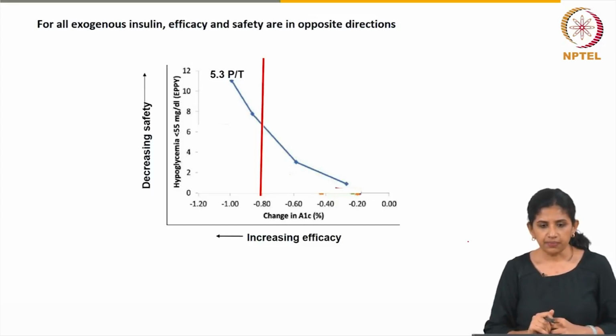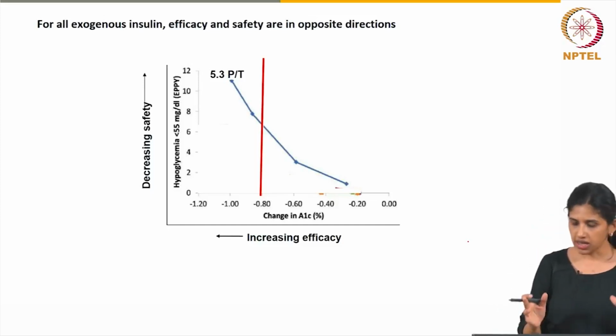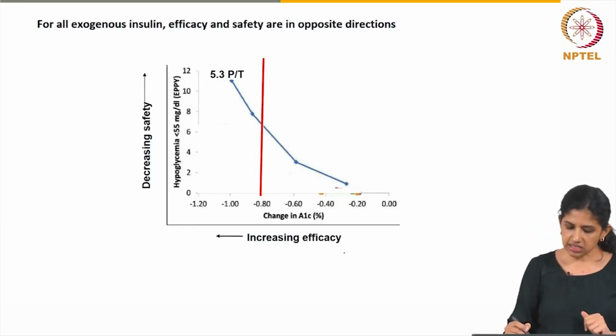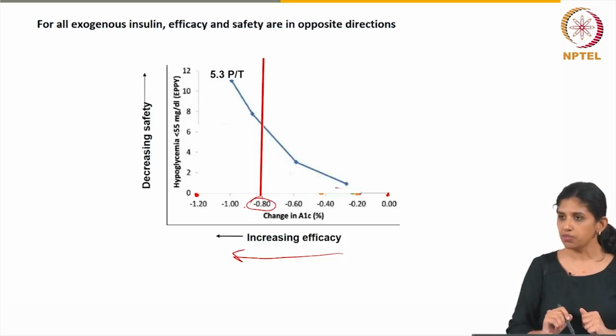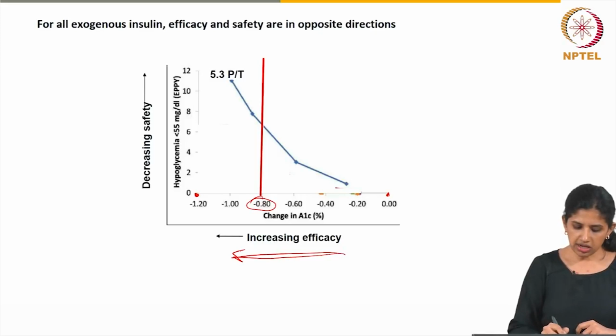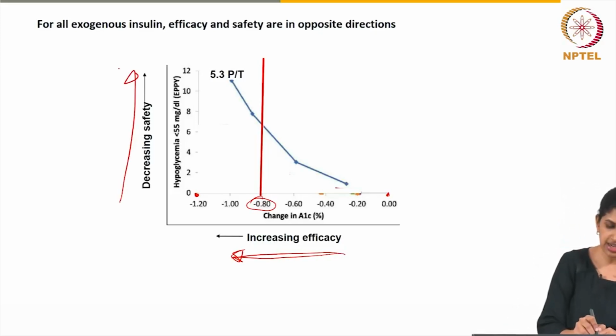Then we said, generally for a lot of drugs, and even in our case, as you increase efficacy, which is how much glucose you are lowering, this would be a completely useless drug, it does not lower glucose at all. This would be an extremely effective drug because it lowers the glucose a lot. This is the threshold. You at least want to lower the glucose that much for it to be an effective diabetes drug. As you increase the efficacy, what usually happens is the safety decreases.